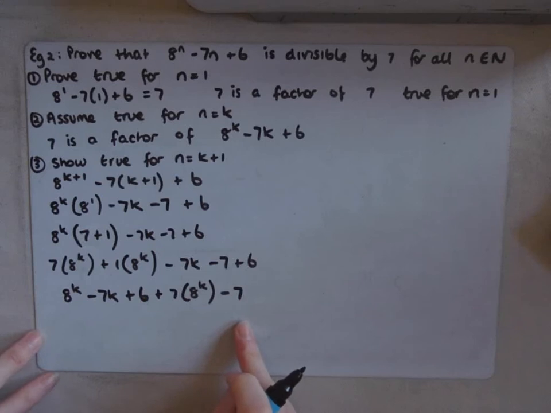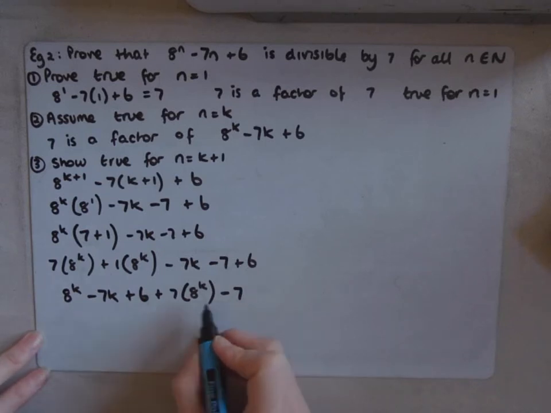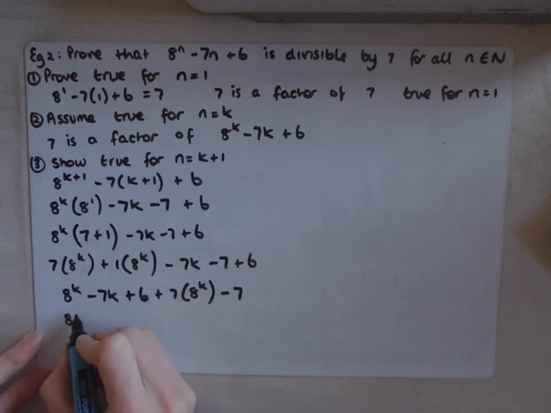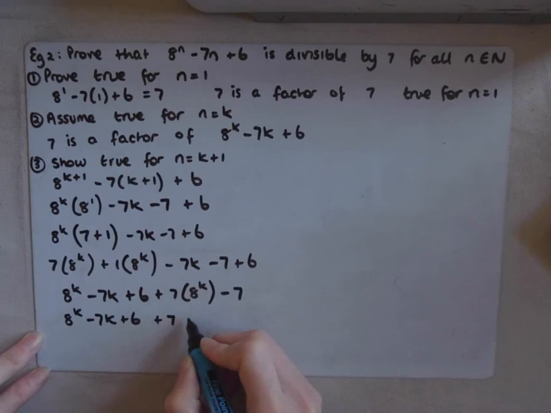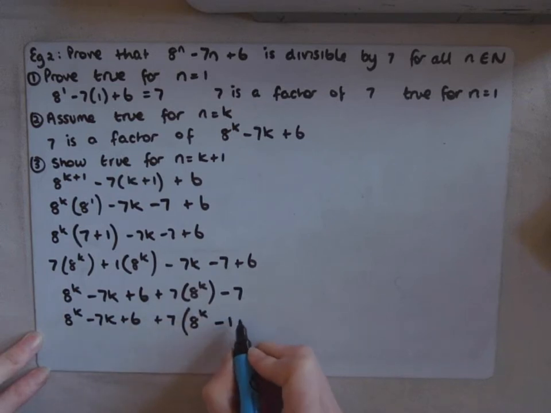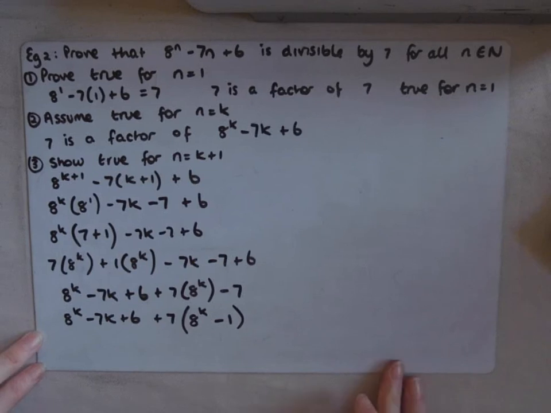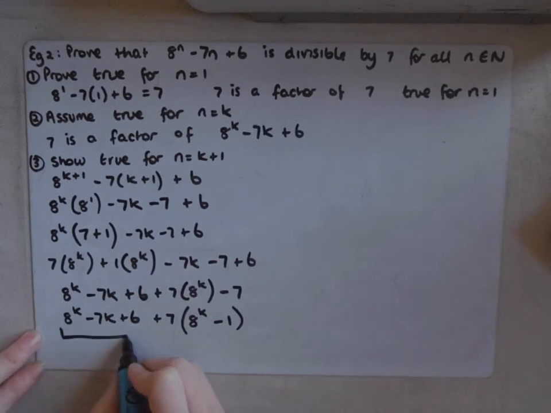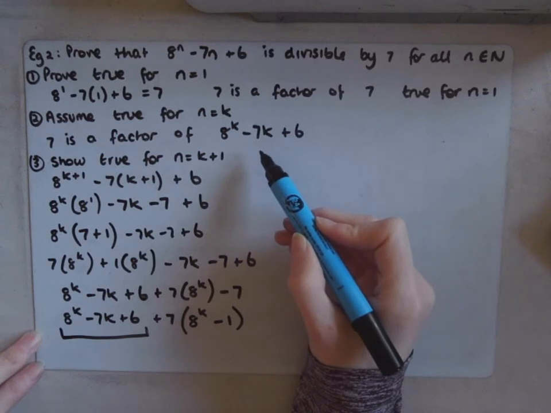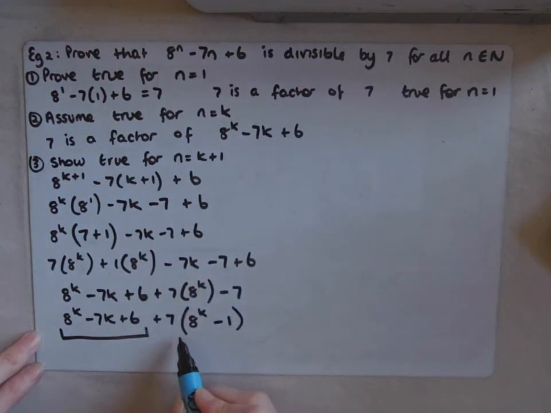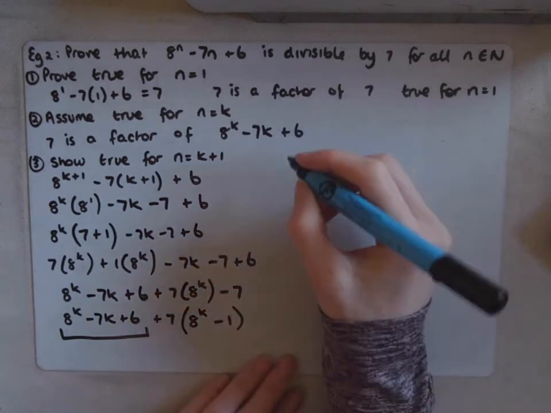Last step is I would just factorize out the 7 out of both of those. Okay, so leave this and take out the 7. 8 to the power k minus 1 is what you get. Okay, you're left with that. Now, this I assumed it true, and this is definitely true because 7 divides into that. 7 is a factor.